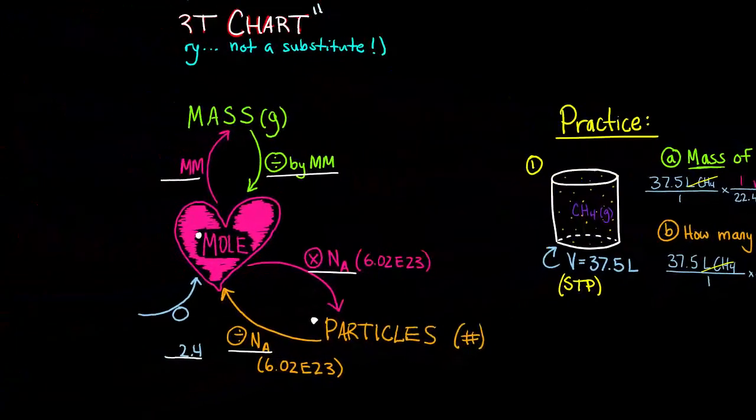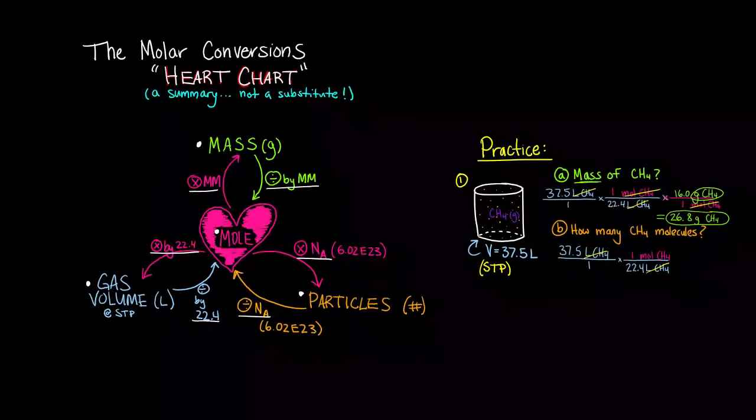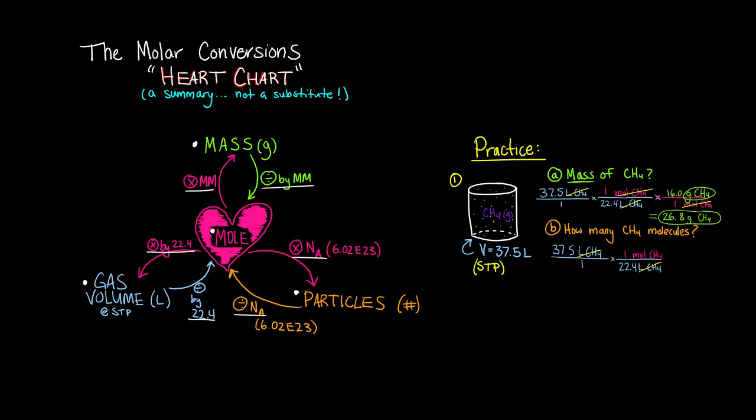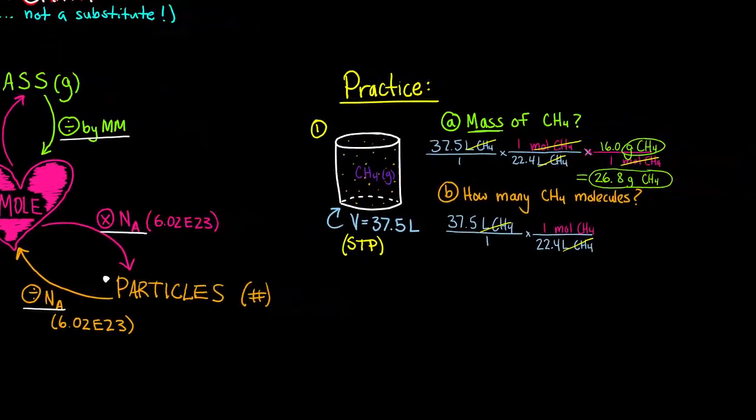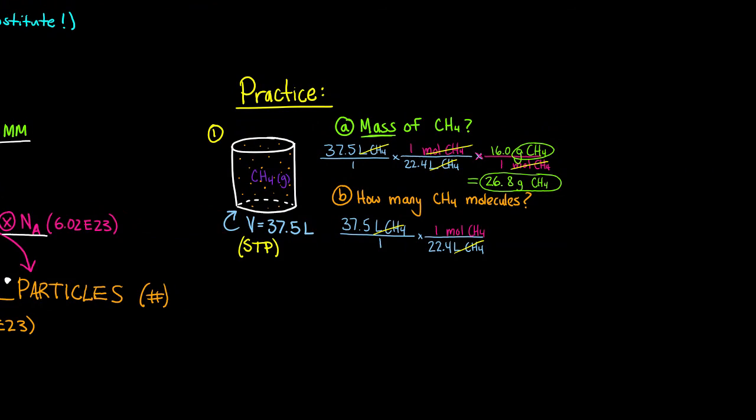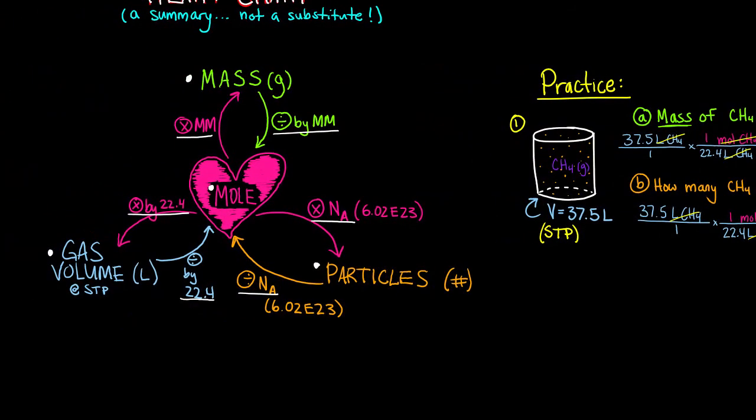So if I scroll back over, we are currently at the part in the problem where we've made the transition from liters to moles, so we're in the center. And to leave the center, we have to think about what direction we're going. It would not make any sense to go back toward this, because we just left that position. In our problem, we are asked how many molecules of methane. So I need to leave the mole and go this direction, which means I will multiply by Avogadro's number.